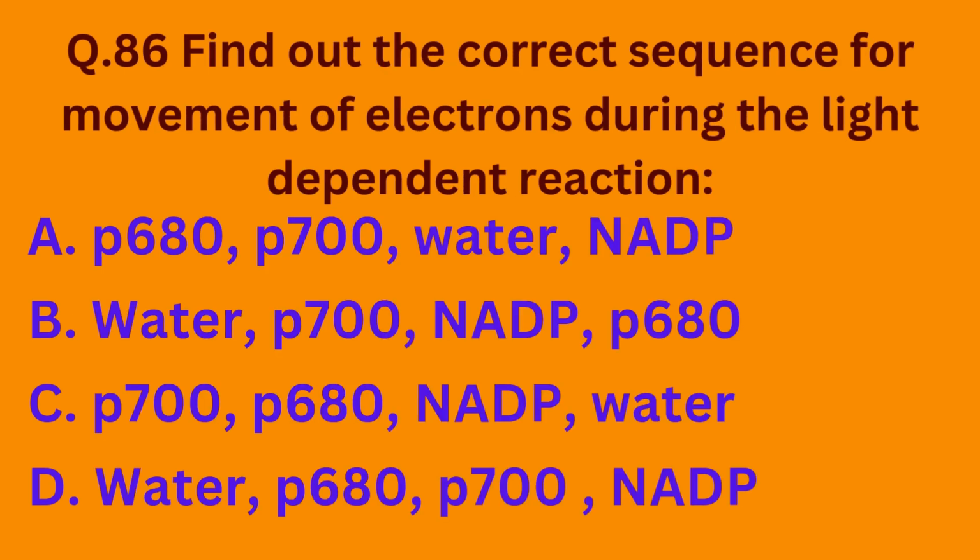Question number 86. Find out the correct sequence for movement of electrons during the light dependent reaction. Option A, P680, P700, water, NADP. Option B, water, P700, NADP, P680. Option C, P700, P680, NADP, water. And option D, water, then P680, P700, NADP. The correct option is option D. Option D is basically the correct sequence for movement of electrons.